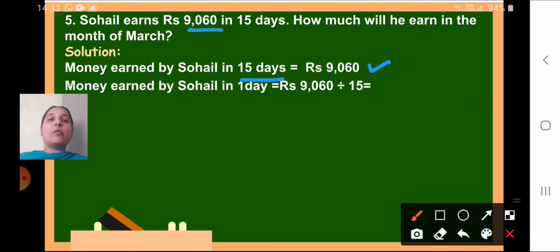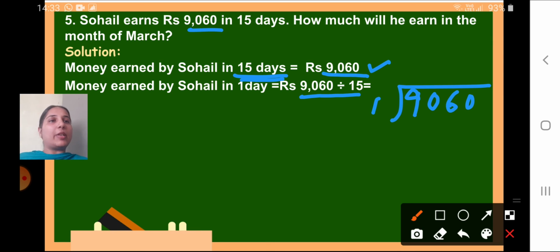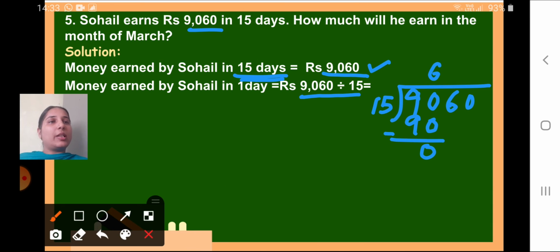For finding how much money he earns in one day, what will we do? We will divide this 9,060 by 15. So let's divide 9,060, and here we will write 15. So 15 6s are 90. So we will get 0 here. Now we will bring down the next digit, which is 6. So that is smaller than 15. So we will write 0 here. So 15 0 times will give 0.